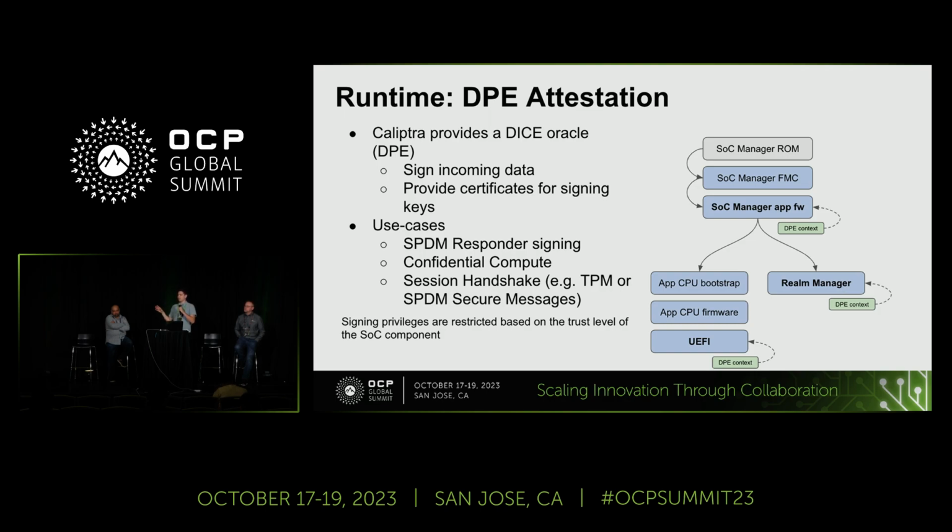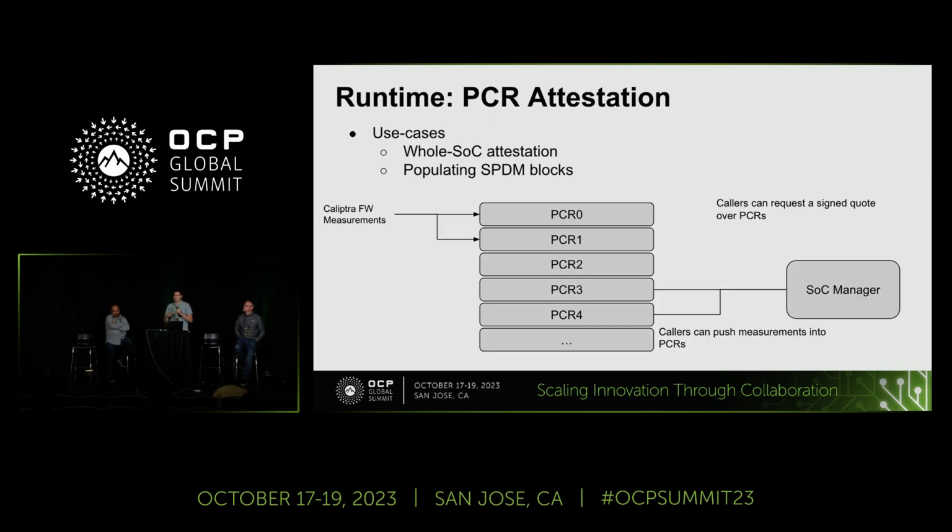But you don't necessarily have a view of all the measurements across the SoC. The goal of DPE is to provide an identity for the code that you're running, not the code that some other microcontroller on the SoC is running. So we also have this PCR attestation API. Calyptra has a bank of hardware PCRs like you may be used to from TPM or we heard about in the SPDM 1.3 talk.